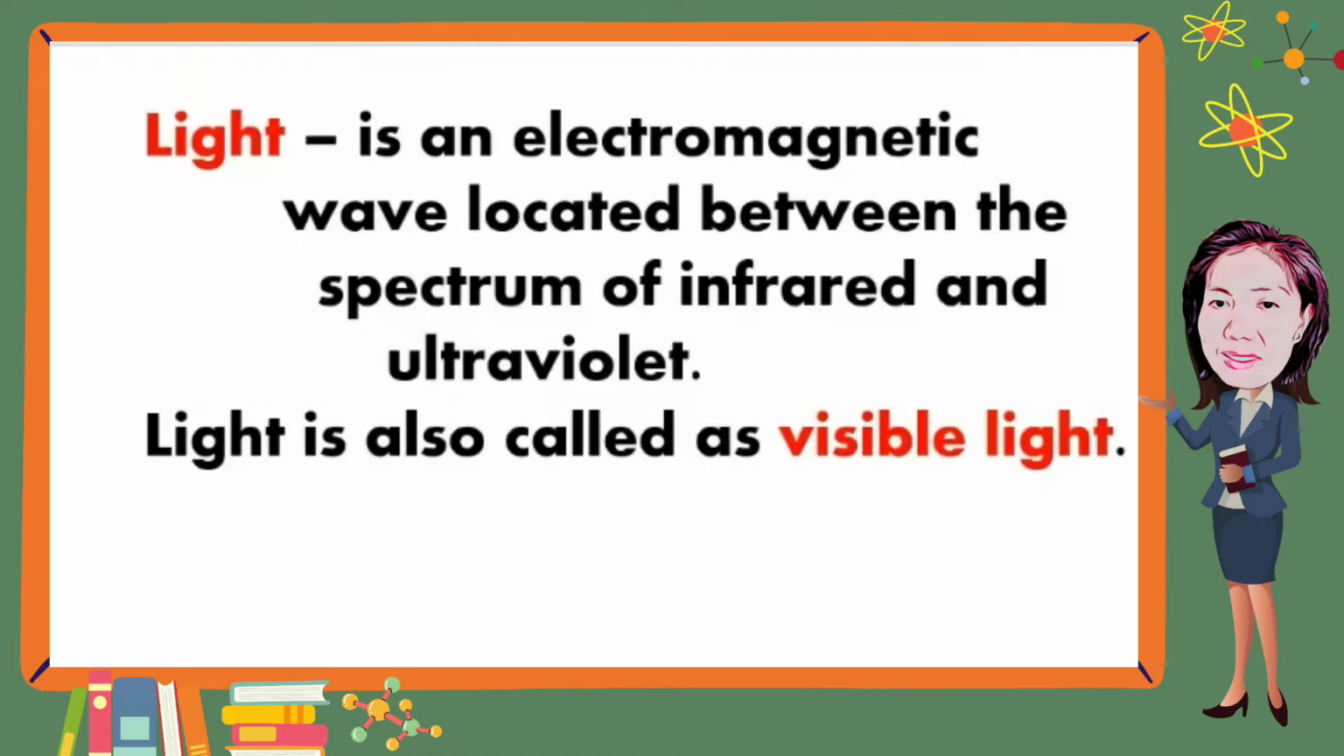When we say light, this is an electromagnetic wave. So it's a wave. Particularly what type of wave? Transverse wave. This electromagnetic wave is located between the spectrum of infrared and ultraviolet. The other name for light is visible light. In other books, white light. But actually they are the same.